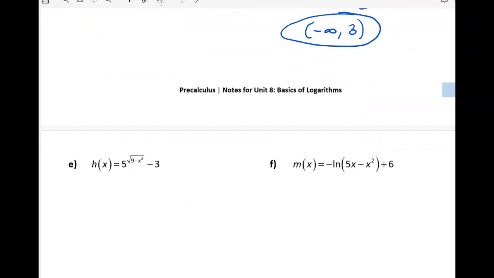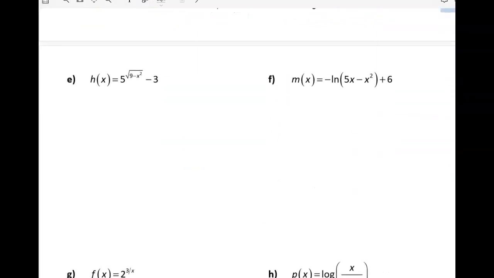Now let's take a look at some added layers of complexity. In E, we see another exponential function, so that means we don't have to worry about the logarithm, but we also see a square root. Now, what do you need to concern yourself with in a square root? That is the inside of the square root, 9 minus x squared, can't be negative.